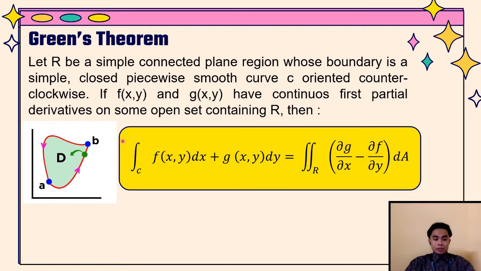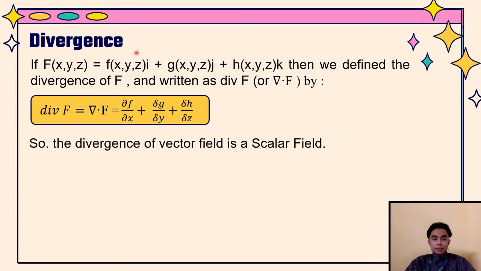This is an important distinction we must make regarding the direction of the curve. Green's theorem applies when the curve runs counterclockwise. Next, divergence. If F(x,y,z) equals f i plus g j plus h k, then we define the divergence of F, written as div F or nabla dot F.